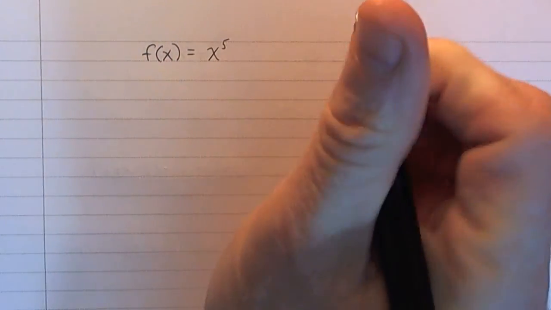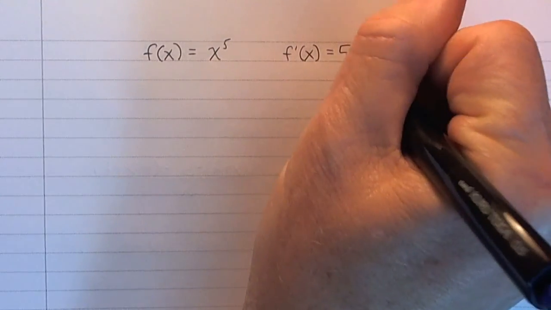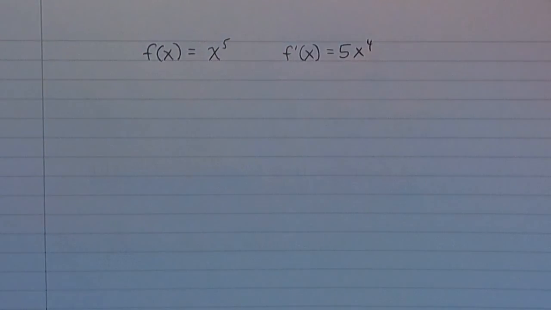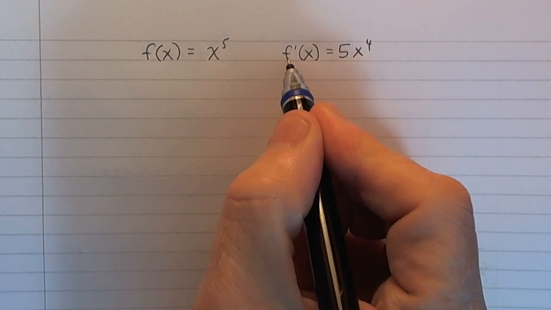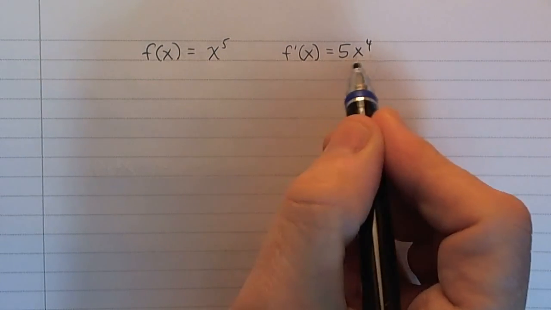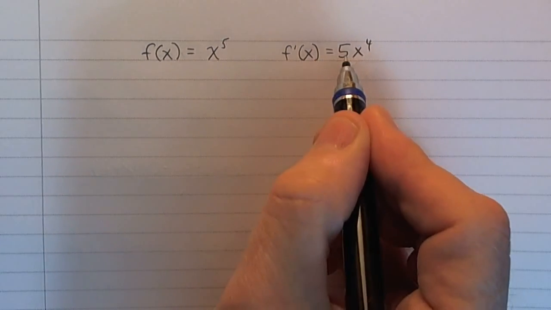Now let's take a minute and explore this notion of higher order derivatives. If we have a function like this, let's suppose that we have x to the fifth. We know that the derivative of x to the fifth would be 5x to the fourth. But what if we start from here and say, well, what is the derivative of this? The derivative of f of x equals x to the fifth is 5x to the fourth.